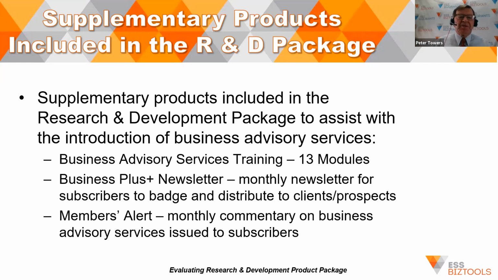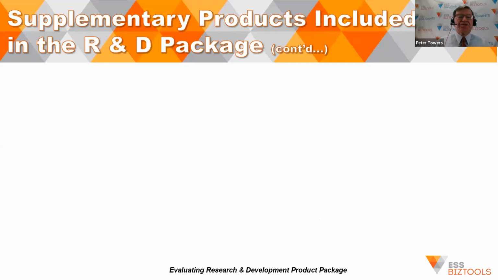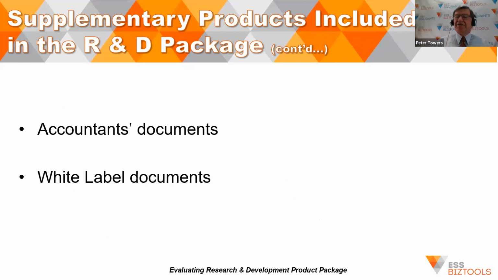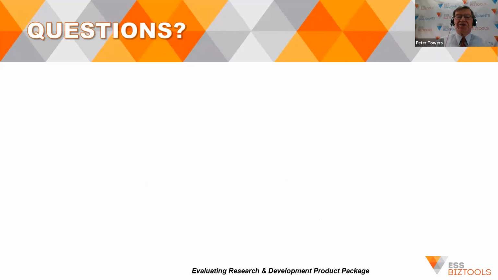And each month we prepare members alert, except for January. This is a commentary on a range of business advisory services, what we've been doing, what we've been developing, matters which we think our subscribers should be aware of. We only send that to our subscribers to keep them informed. So that's the supplementary material that we're producing. In the system itself, you receive accountants' documents, which we're about to go into, and the white label documents. I'll be showing you those in a minute.